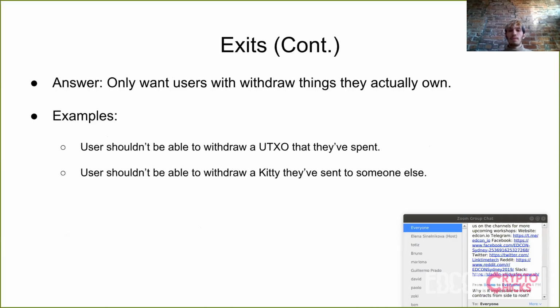So why is this important? Well, the answer is that you only want users to withdraw things that they actually own or that they actually have the right to withdraw, right? A user shouldn't be able to withdraw an output that they've spent, and a user shouldn't be able to withdraw a CryptoKitty that they've sent to somebody else. That wouldn't make any sense, and it would make the system unsafe if somebody could withdraw something that they already sent to me, right? Only I should be able to withdraw that thing.